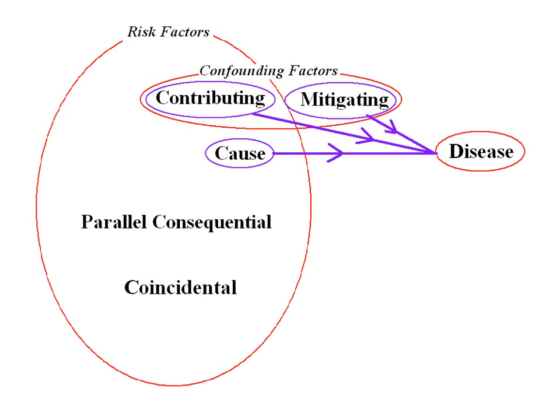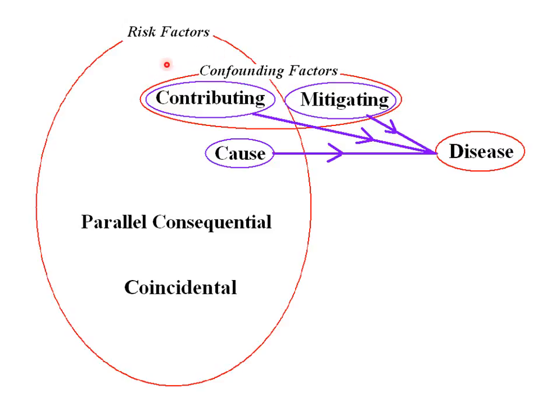Here is a diagram of the understanding we have developed. We have the disease on the right. It's influenced by mitigating factors, by contributing factors, and by the cause itself. The contributing and causal factors are all part of the risk factors as they have a negative influence on the outcome. The mitigating factors have got a positive influence on the outcome, so they're not part of the risk factors.